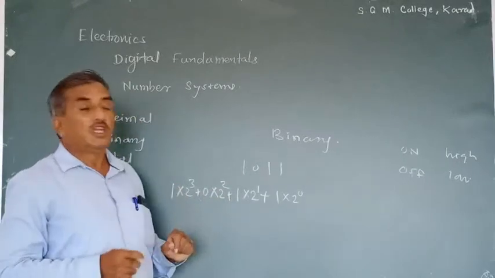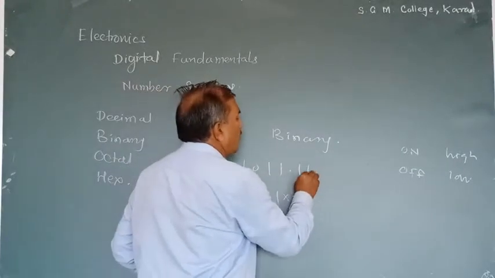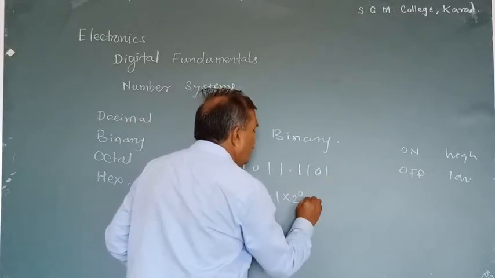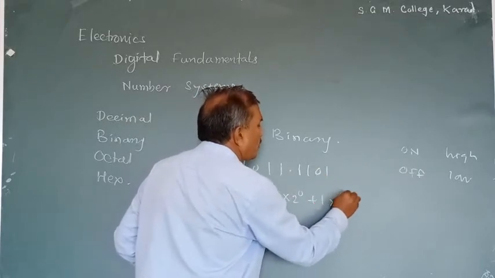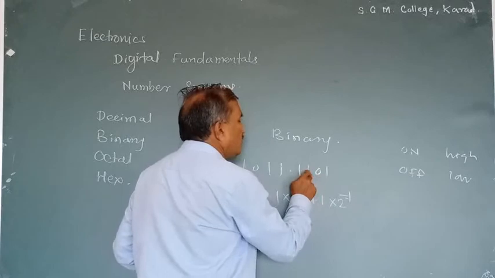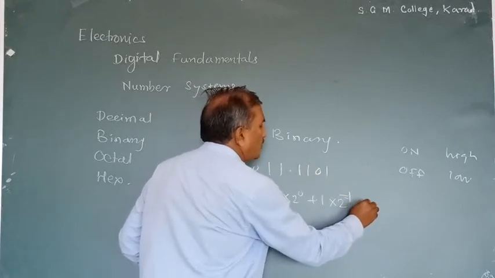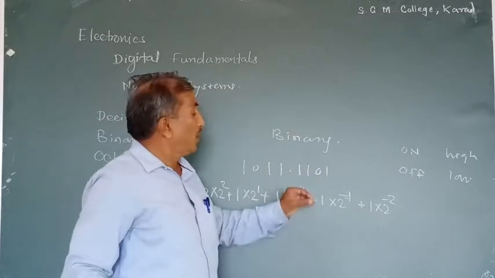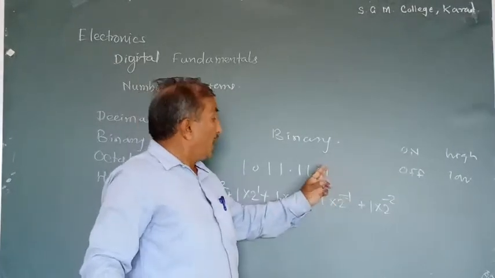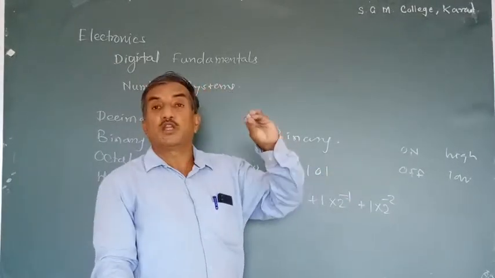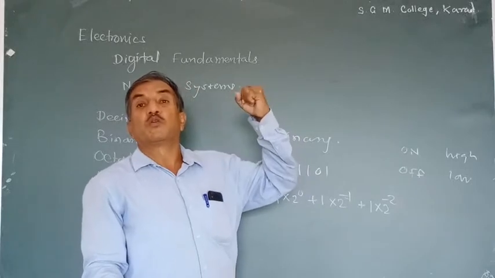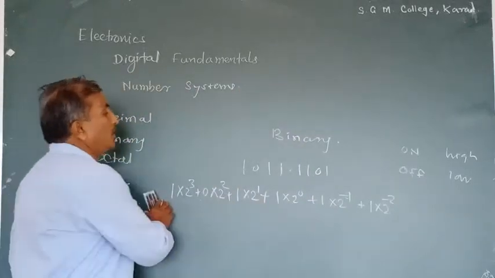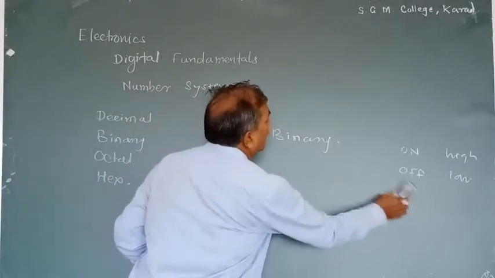Even if there is a fractional number, say 0.1101, then the first 1 has positional weight 1 into 2 raised to minus 1. The next one has positional weight 1 into 2 raised to minus 2. The 0 has positional weight 0 into 2 raised to minus 3. And the last 1 has positional weight 1 into 2 raised to minus 4. In this way, every symbol, every digit, has a positional weight.